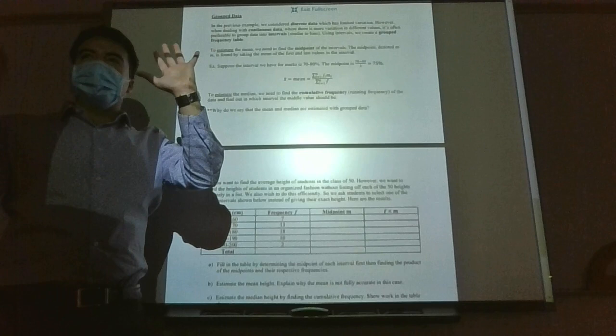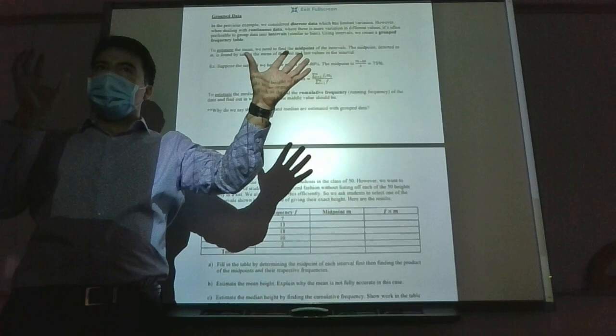Do you remember when Mr. Edwards was talking about bins? Remember how we talked about how you can take data and divide it into bins or categories? That's essentially what we're doing here. We're going to be dividing all our data into intervals.